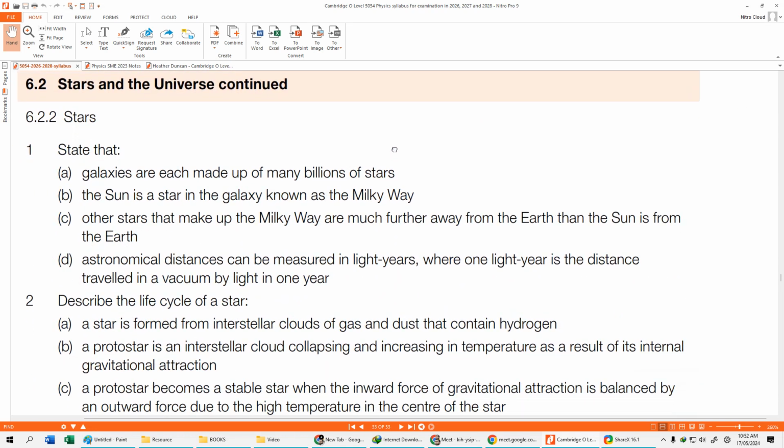Moving on. Stars in the universe, continued, 6.2.2 stars. These parts can be a bit tricky, but I'm going to try to make it easy for you.